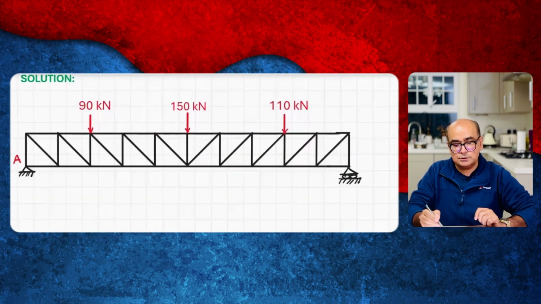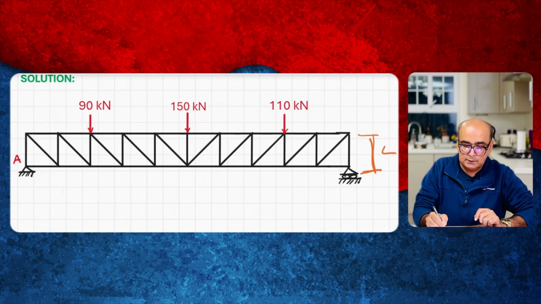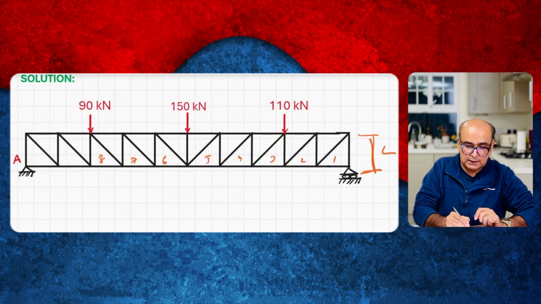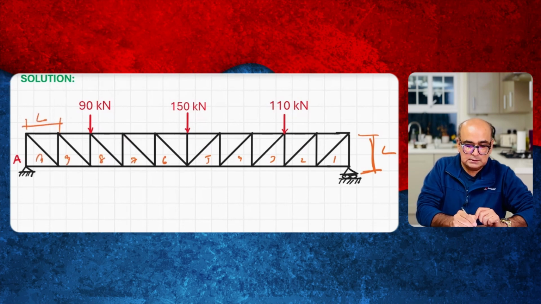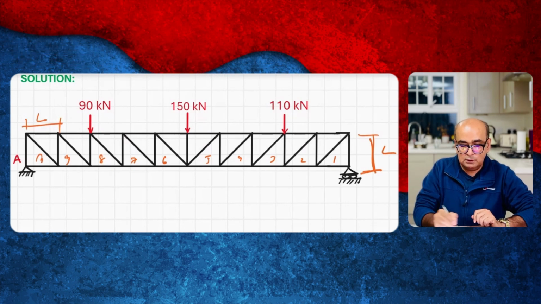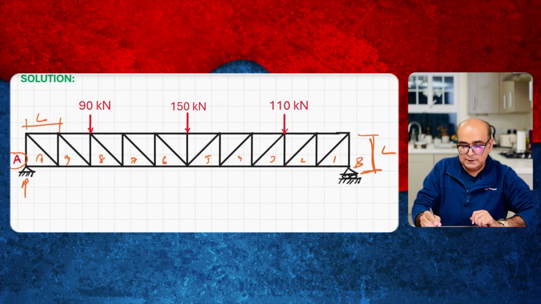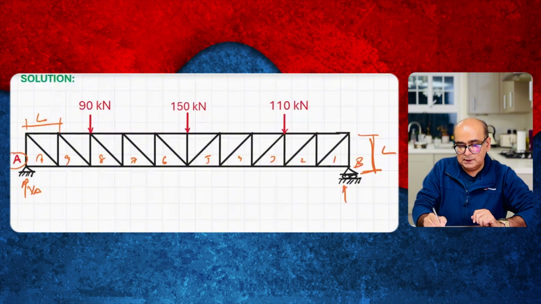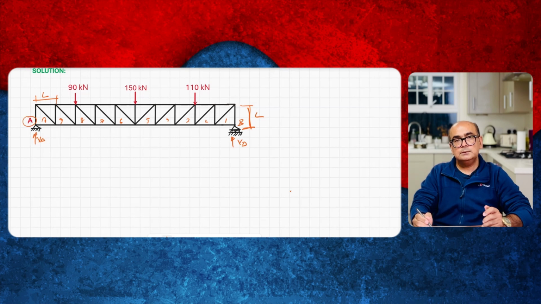Now the first thing I want to do here is that I want to label this. I'm assuming we have L here, and we have how many spans? 1, 2, 3, 4, 5, 6, 7, 8, 9 and 10. So we have 10 spans. This panel is L as well. So we have two off-center point loads. I will call the left side as A and right side as B. So we have VA and we have VB, and I will use the same logic to find out the reactions.